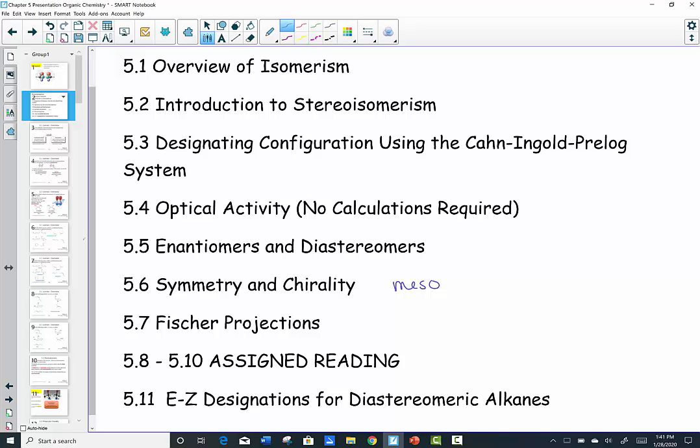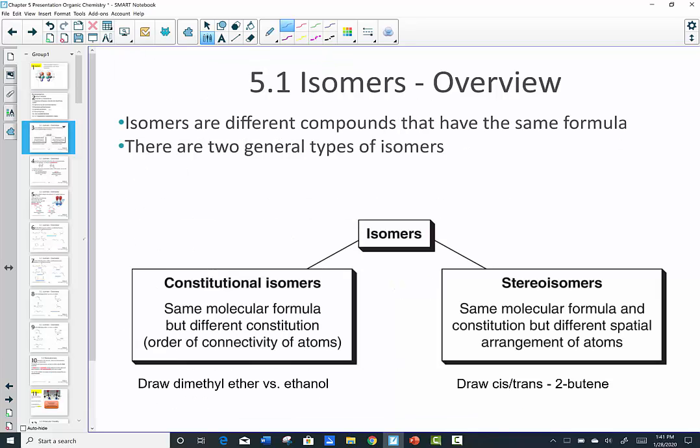And we'll conclude our chapter together in the video lessons with the nomenclature for alkenes, that should be the E-Z designation for the diastereomers of alkenes. So let's begin by getting a handle on isomers. Isomers are different compounds. They have the same molecular formula, but we'll see that they have 2 general types of isomers.